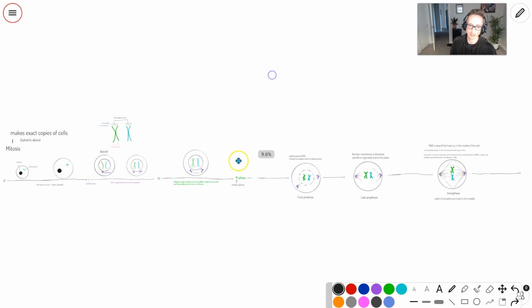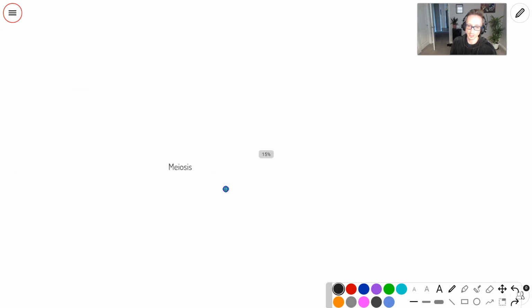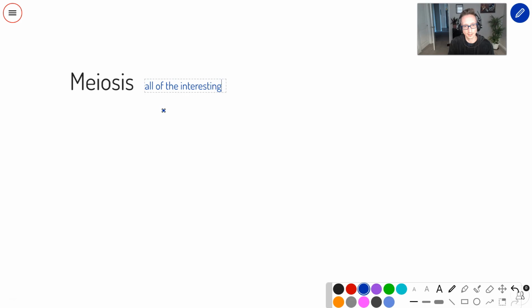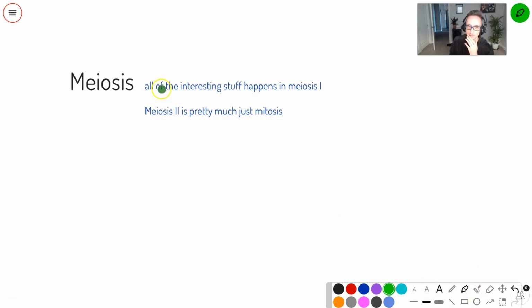Okay, let's get back in here. And this one's a little more complicated. There's extra little steps, but all of the interesting stuff, it actually has 2 phases. And I'm just going to say this right at the top: all of the interesting stuff happens in meiosis 1. Meiosis 2 is pretty much just mitosis. So all of the interesting stuff happens in meiosis 1. Okay, remember that.